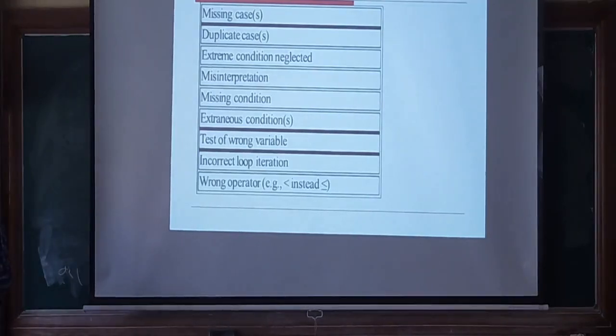Logic fault is another category where logical mistakes are carried out. Okay, the faults or the bugs that arise out of logical mistakes, like if there is a missing case, or a duplicate case, or extreme condition neglected, if our logic neglects extreme cases. Similarly, if there is some misinterpretation in the logic, or missing condition, extraneous condition, test of wrong variables, incorrect loop iterations, wrong operators. So if we give a less than instead of less than or equal to. So these are the logical faults.